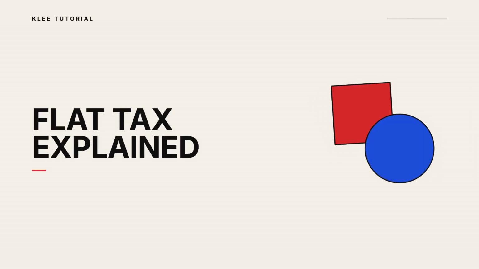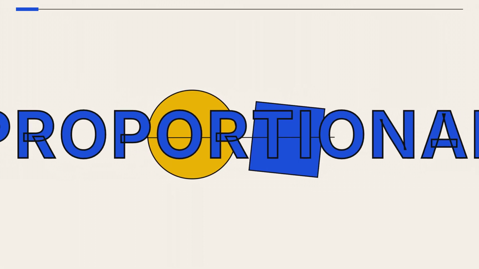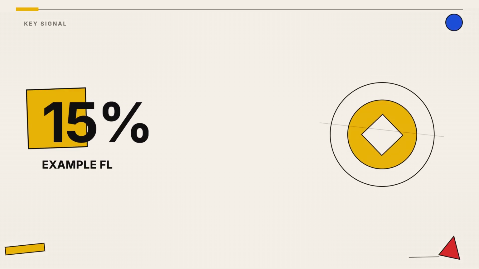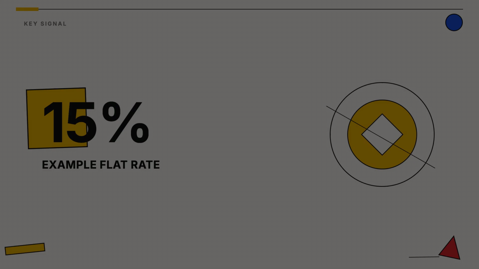A flat tax is a system where everyone pays the same percentage of their income, regardless of how much they earn. Unlike our current progressive system, a flat tax is proportional, meaning the tax rate stays constant for every single taxpayer. If the rate is 15%, someone earning $50,000 and someone earning $5 million would both pay that same percentage.